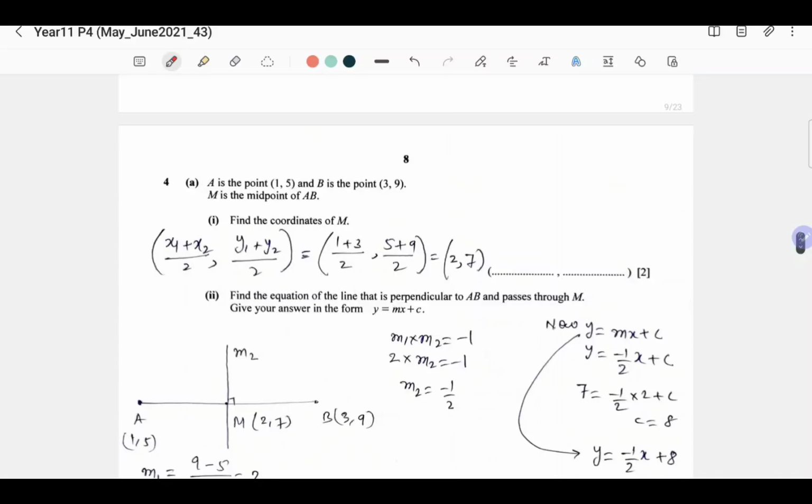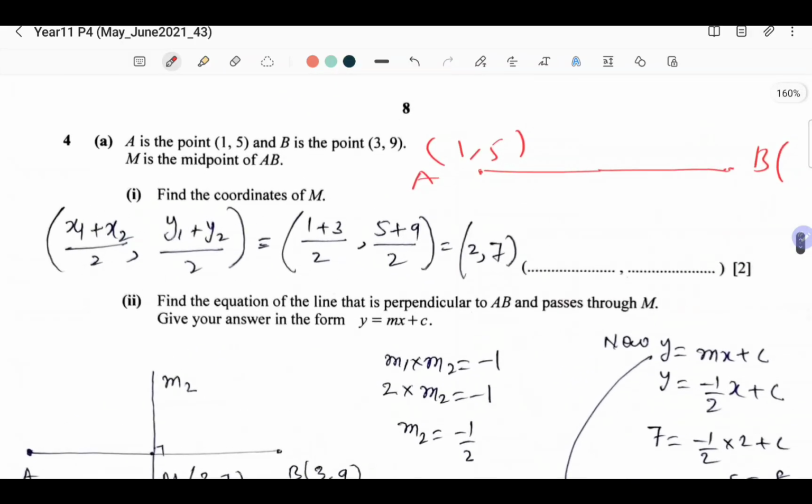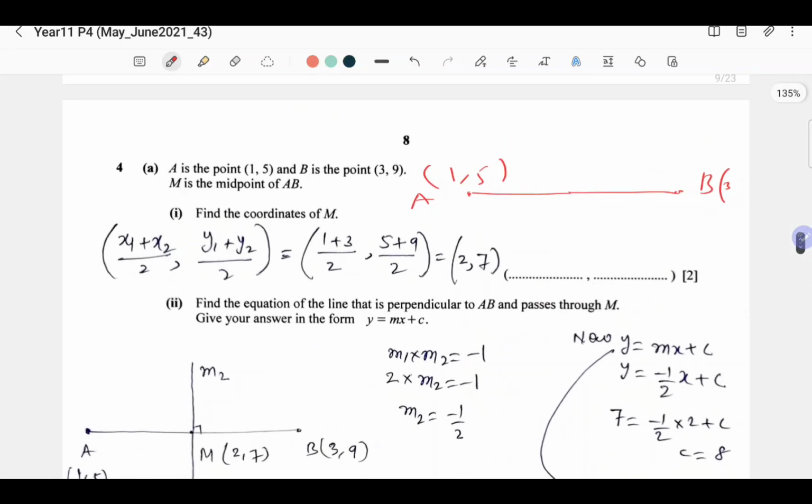Now this is question number 4. A is the point (1, 5), B is the point (3, 9). Find the midpoint. Oh, that's again a very simple question. Here you have (1, 5), this is A, and this is B, here you have (3, 9), and the midpoint will be here.